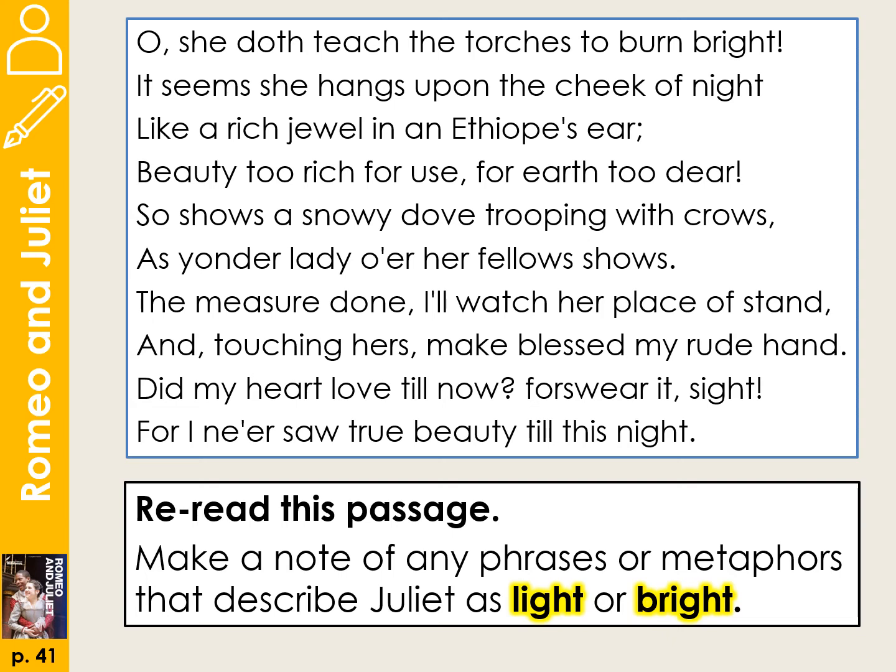Okay, pause the recording, reread the passage yourself, make a note, and write down on your piece of paper any phrases or metaphors or even individual words that you think describe Juliet as light or bright.